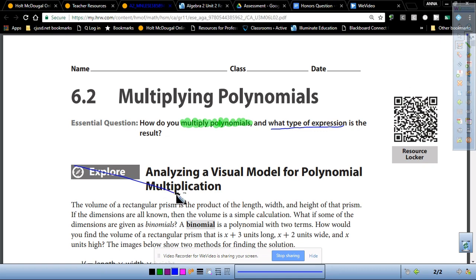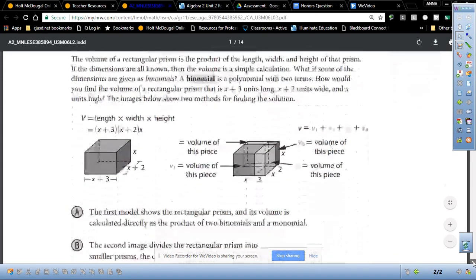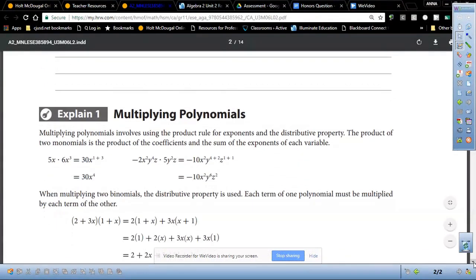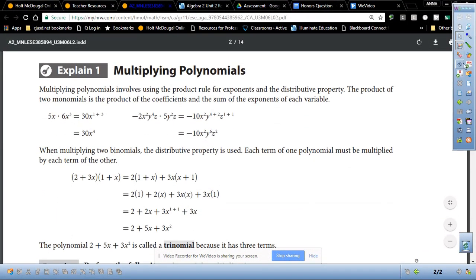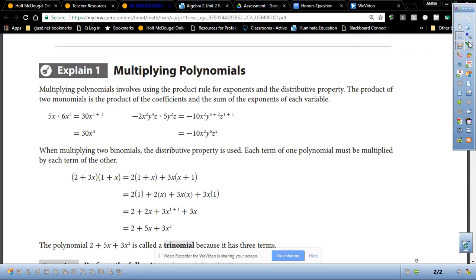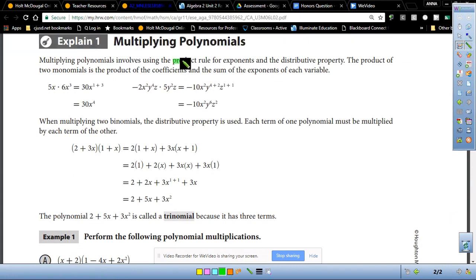Now we're going to be skipping the explore portion and going straight to explain 1. Back in Algebra 1, you learned how to multiply a binomial times a binomial. Remember, binomial means two terms. And so we'll just be expanding on that same concept. Now the things you need to know to be able to multiply polynomials are the product rule for exponents and the distributive property.